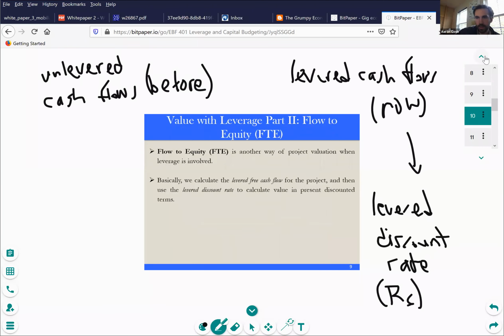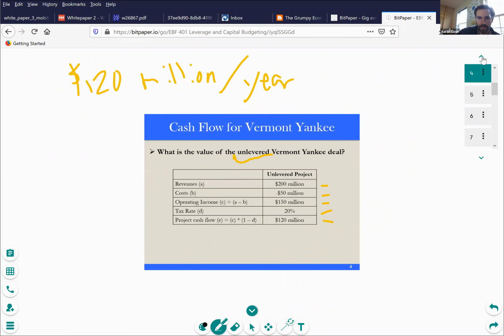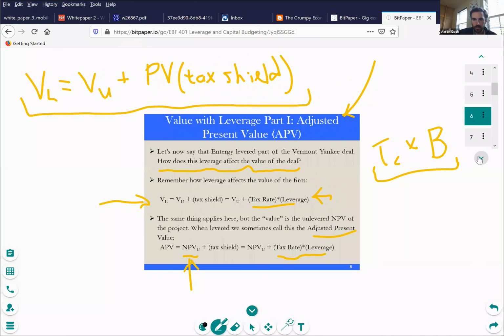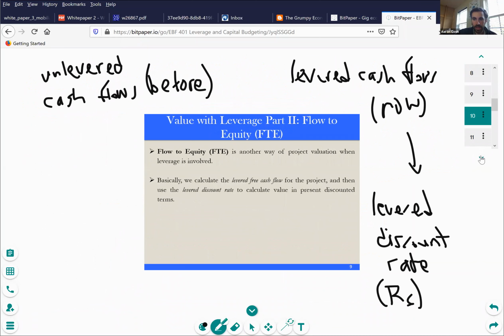We can go back and remind ourselves what those were. Unlevered cash flows were just the revenues minus the costs, minus the taxes, and that gave us the 120 million of net income for the firm's project. Now, in this case, we're going to calculate levered cash flows, which is the residual cash flows to equity.